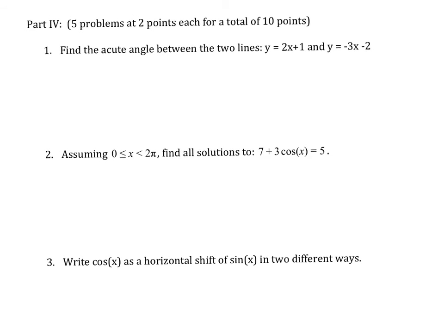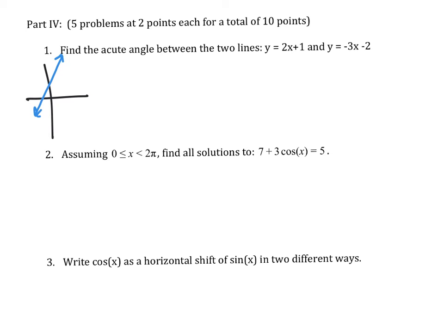Find the acute angle between the two lines, y equals 2x plus 1 and y equals negative 3x minus 2. Okay. I'd like to start with this one by at least sketching a rough idea of what these lines should look like. So 2x plus 1, that is a y-intercept of 1 and a pretty steep upward slope.